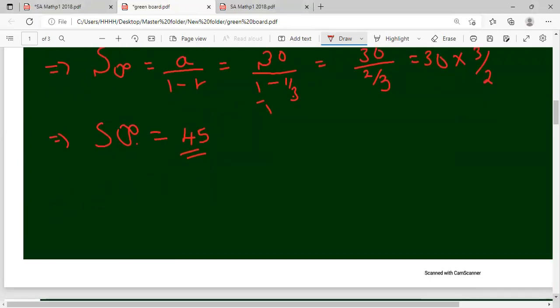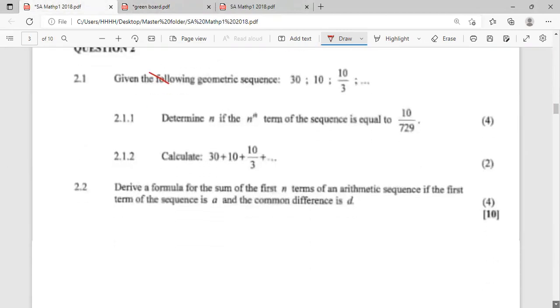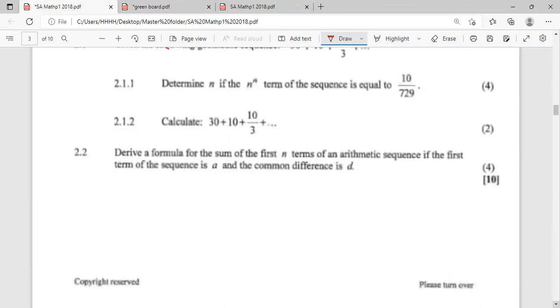Okay, we go to 2.2. What does the question state? Derive a formula for the sum of the nth terms of an arithmetic sequence if the first term of the sequence is A and the common difference is D. So we need the formula.